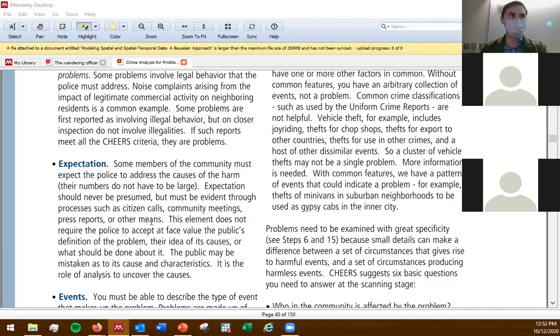Do the police expect someone to do, or the police to do something about a homicide? Yes. Yeah.